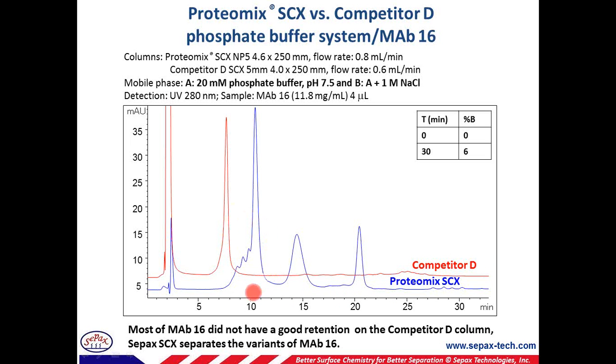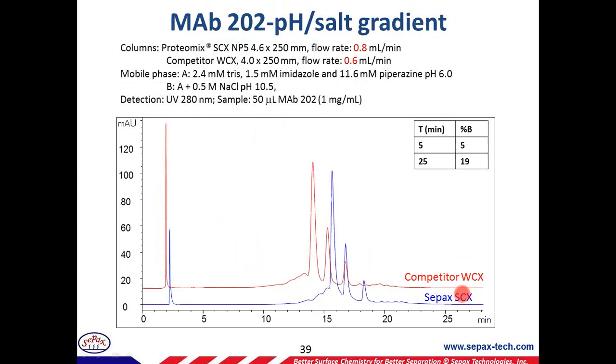So when you do column screening, vice versa, if you have our column or a competitor's column and you want to use the other column, it's definitely worthwhile to optimize the condition and see if you can get a better resolution. So in this case, under the same condition, Proteomix SCX performed better.